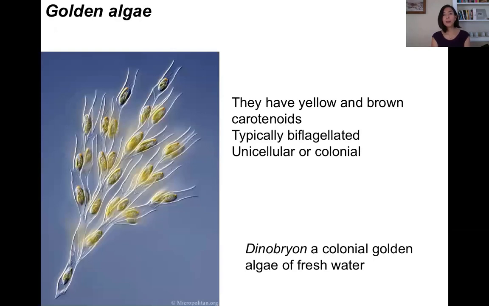The other group is the golden algae. They have this appearance. They look yellowish, brownish, because of the presence of carotenoids, and these are pigments. They have two flagella, often at one of the extremes, and can be unicellular, or in this case, we have a colony. This is Dinobryon, a golden alga that lives in fresh water.